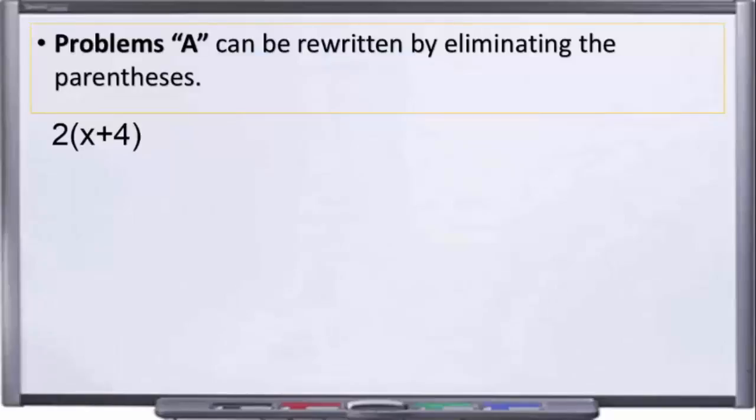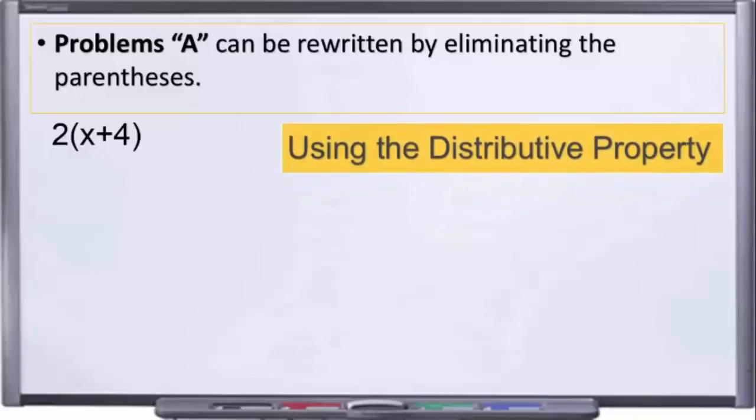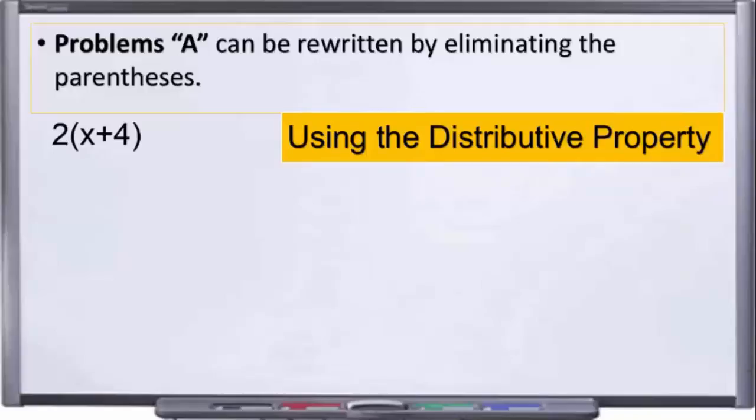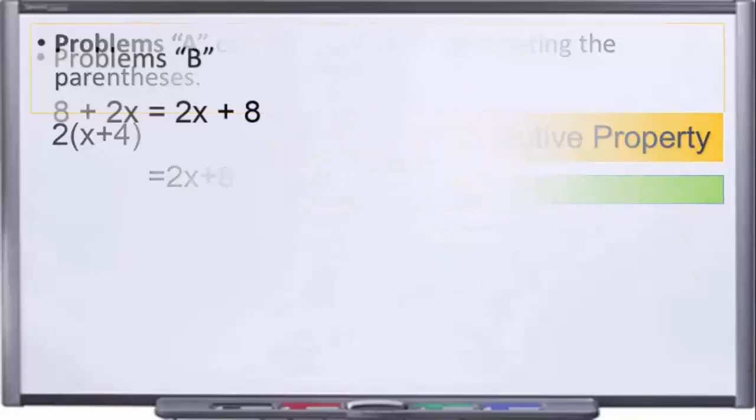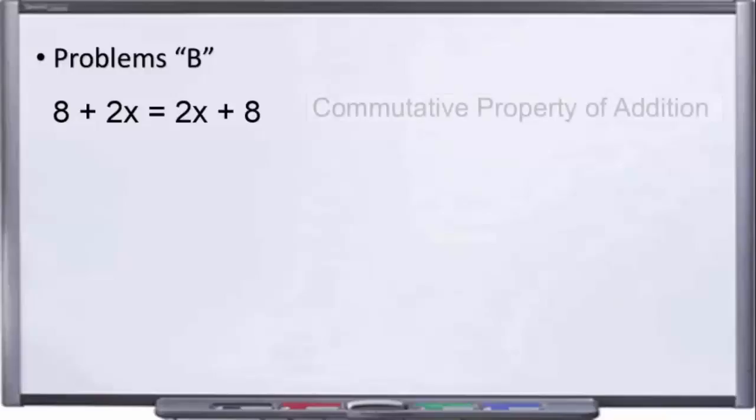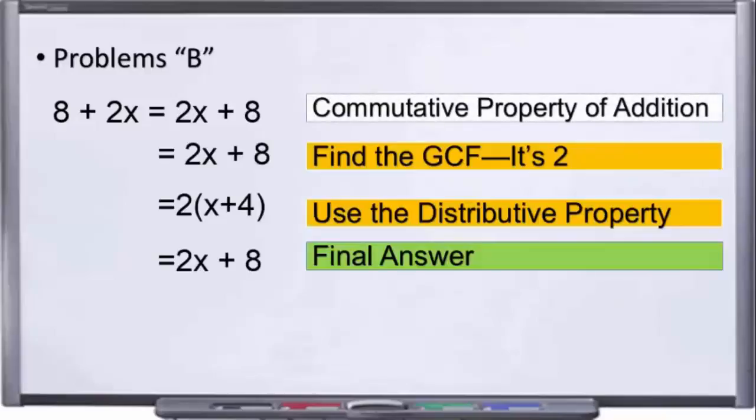Problem A can be rewritten by eliminating the parentheses. Use the distributive property, and your answer is 2x plus 8. Problem B. The commutative property of addition is used. Find the greatest common factor, which is 2. Use the distributive property, and your final answer is 2x plus 8.